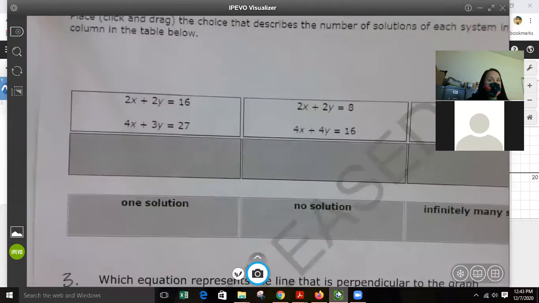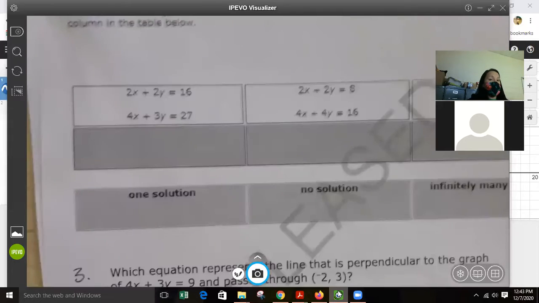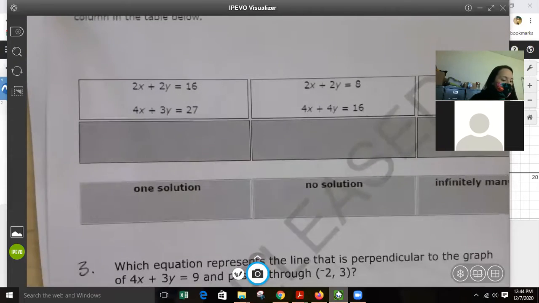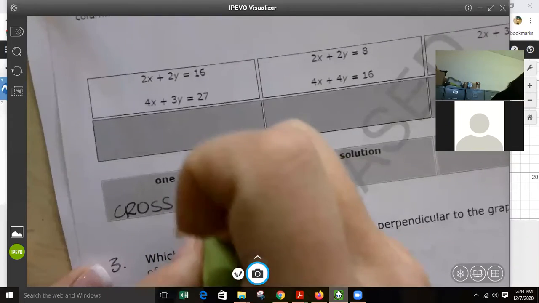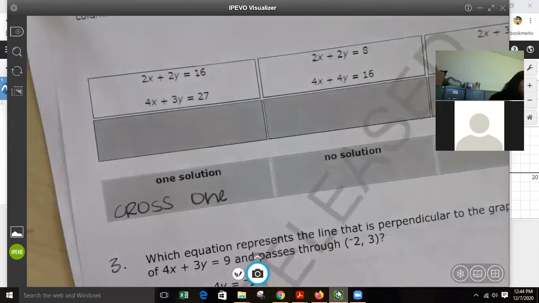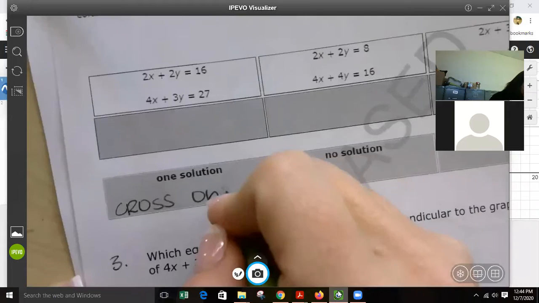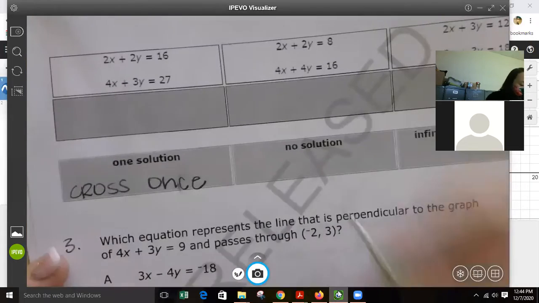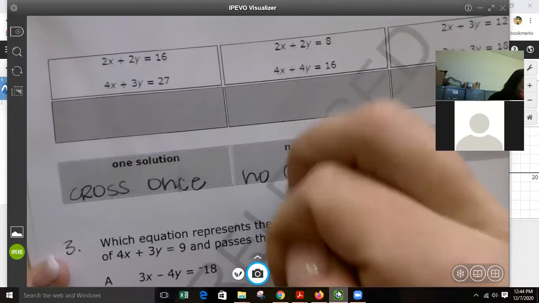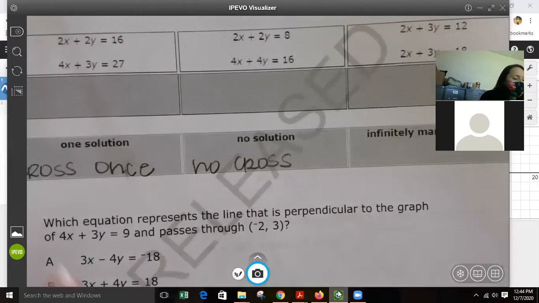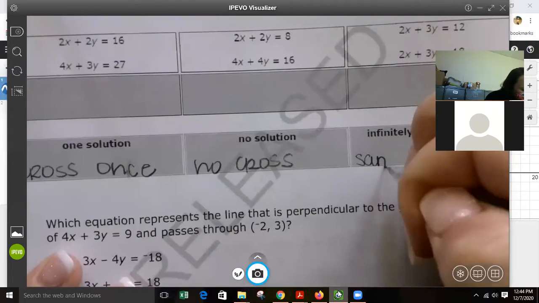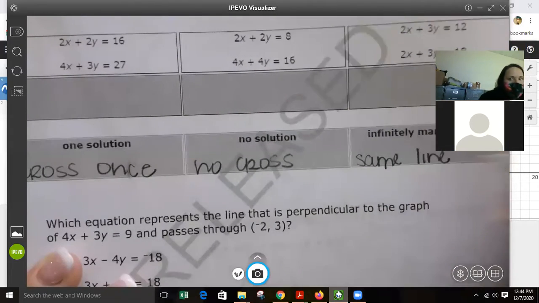I'm going to switch to number 2. It wants to know if it has one solution, no solution, or infinitely many. Let me go over what that means. If it has one solution, then it's only going to cross once, like an X. If it has no solution, it's no cross. If you're at home, you may want to take notes on a separate sheet of paper. Infinitely many means it's the same line, so you're actually only going to see one line.